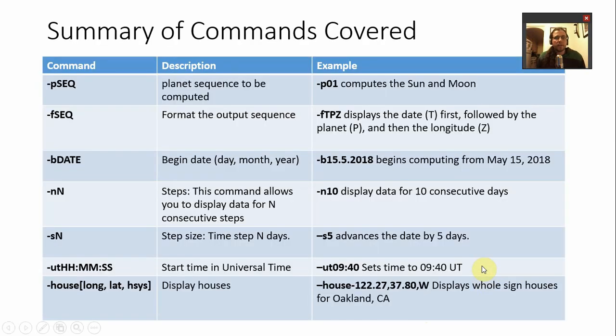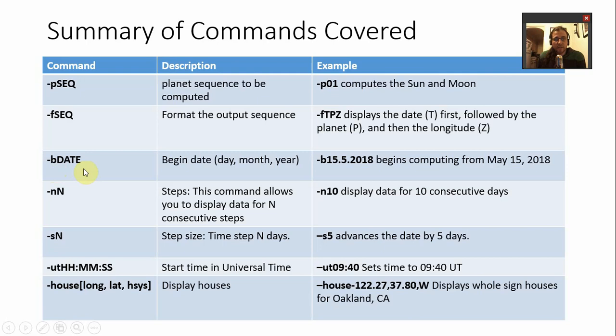So here's a summary of the commands we just covered. Dash P, that's for the planet sequence. Here's an example. Dash F, that's to format the output sequence. So for example, dash F, and then if you have TPZ, that displays the date first, followed by the planet P, and then the longitude Z.